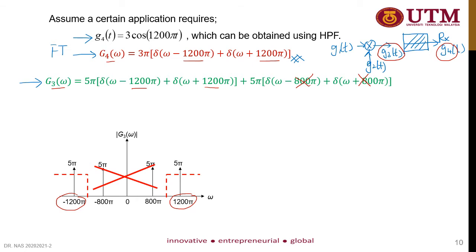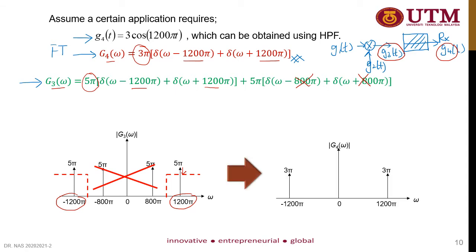And please take note as well of the amplitude of the output. At the output point, the amplitude required is only 3 pi, but in g3 you have the amplitude 5 pi, so you need to design a filter that selects the higher frequency component and compresses the amplitude to only 3 pi, meaning that the output should look something like this. So once you have this, your filter may look like this.